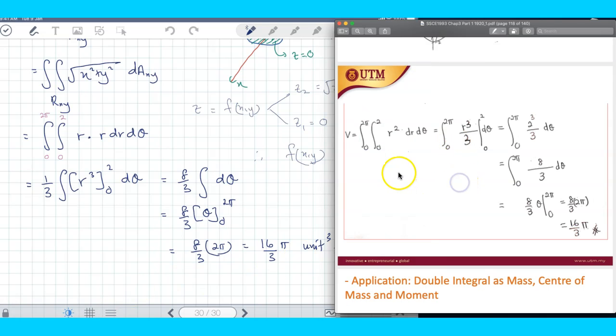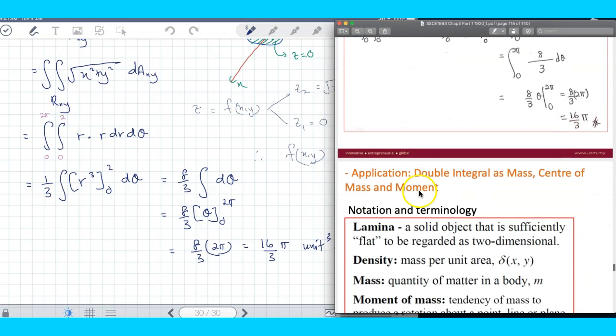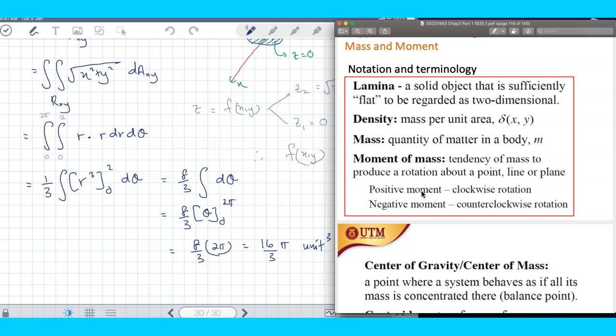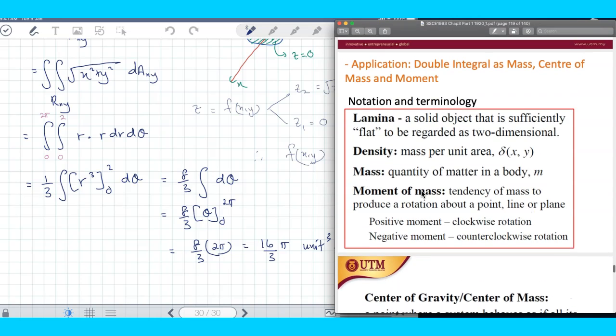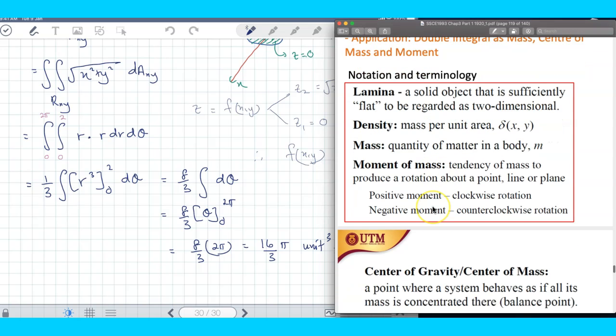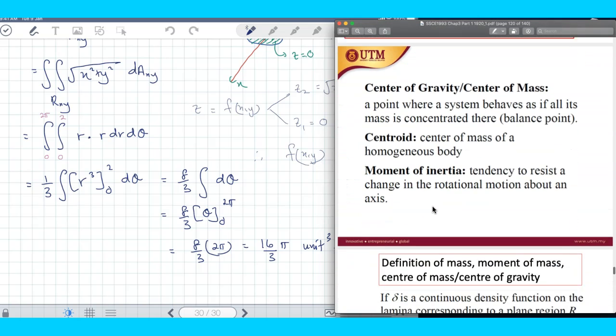Okay, so these are some examples to get the area and volume using polar and also Cartesian coordinate systems. For this one, I will skip it and come back to this application after we finish the triple integral.